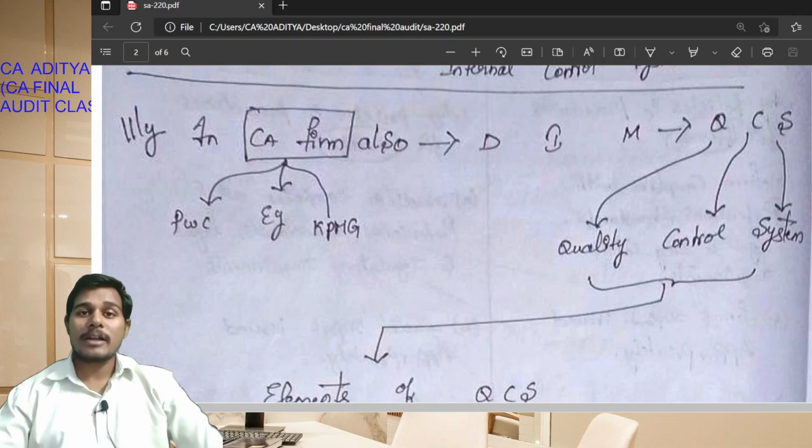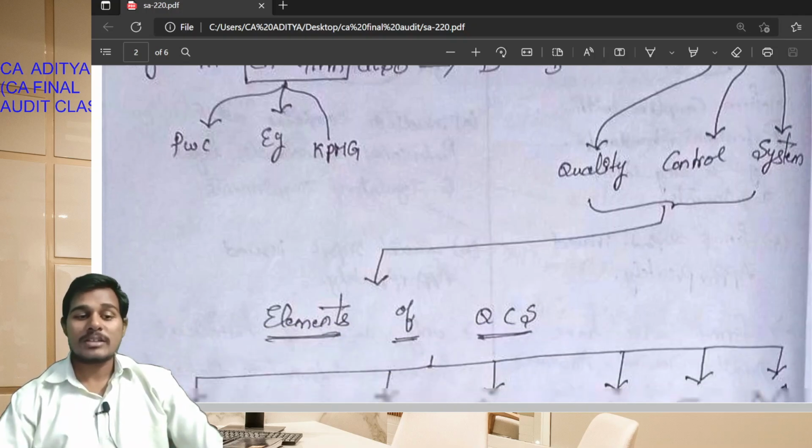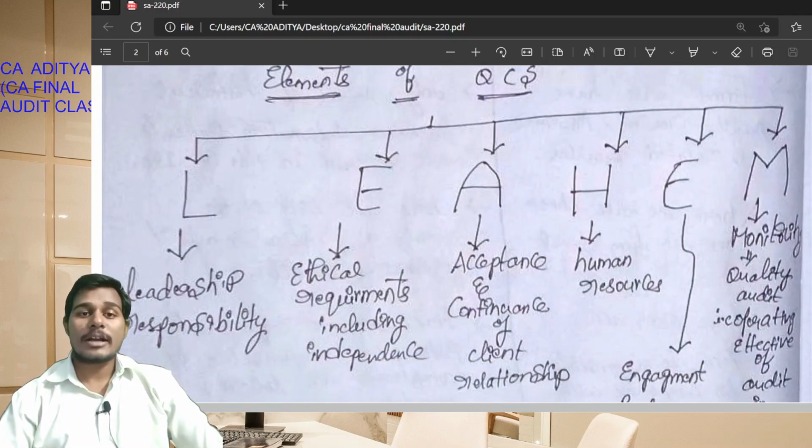What is meant by system? System means policies and procedures. What are the elements of the quality control system?